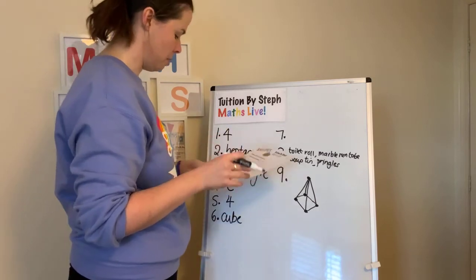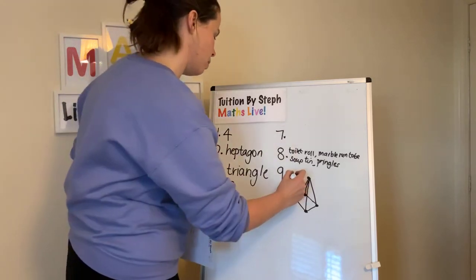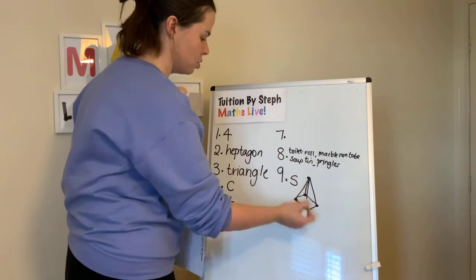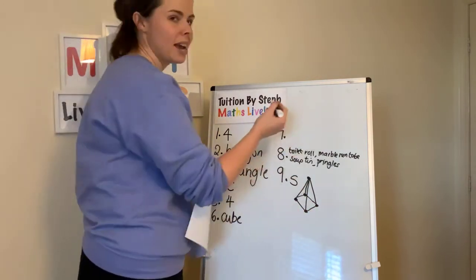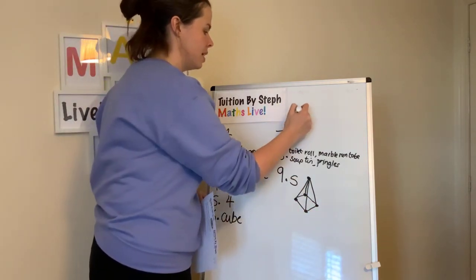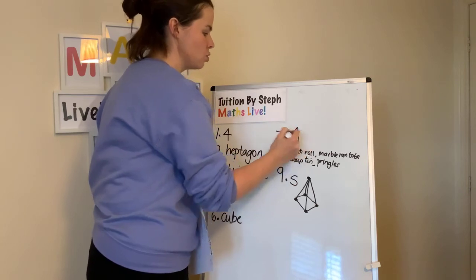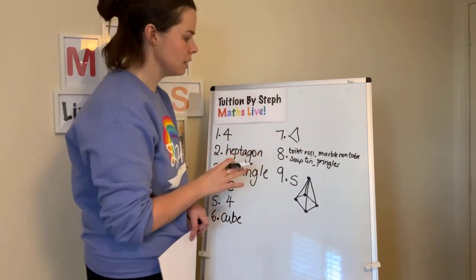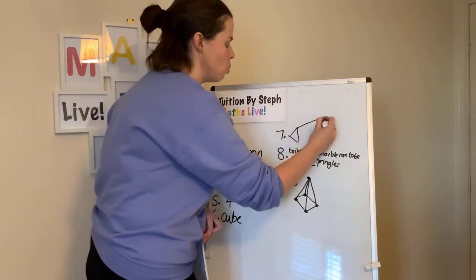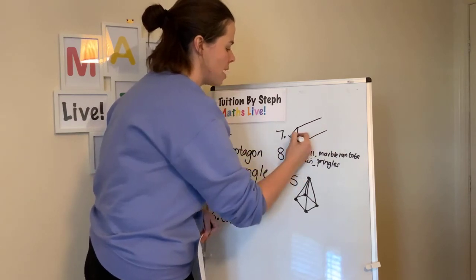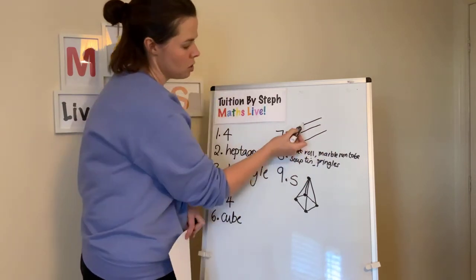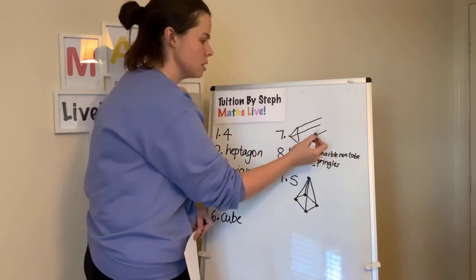Okay, so number 9 was 5. There's 5, 1, 2, 3, 4, 5. Triangular prism, right. Draw a triangular prism. So do a triangle at the end, like a slightly tilted one. And then all your lines need to run away from it, parallel to each other. Can you see all these lines stay the same distance apart?